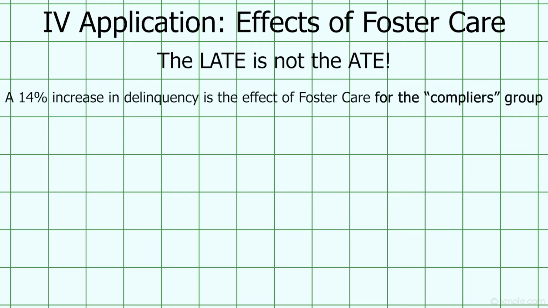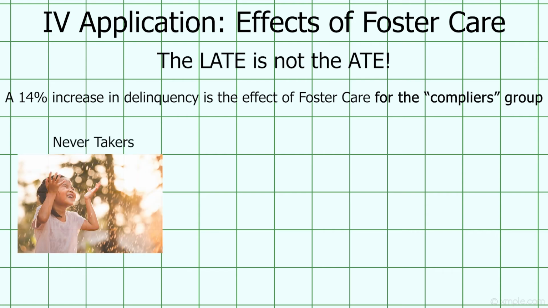Not necessarily. This example is particularly good for seeing the difference between the average treatment effect and the local average treatment effect. Remember, instrumental variable estimation only identifies the treatment effect on the compliers. Which individuals are in each group in our foster care example? Well, the never takers are individuals that neither strict nor lenient investigators would choose to place in foster care.